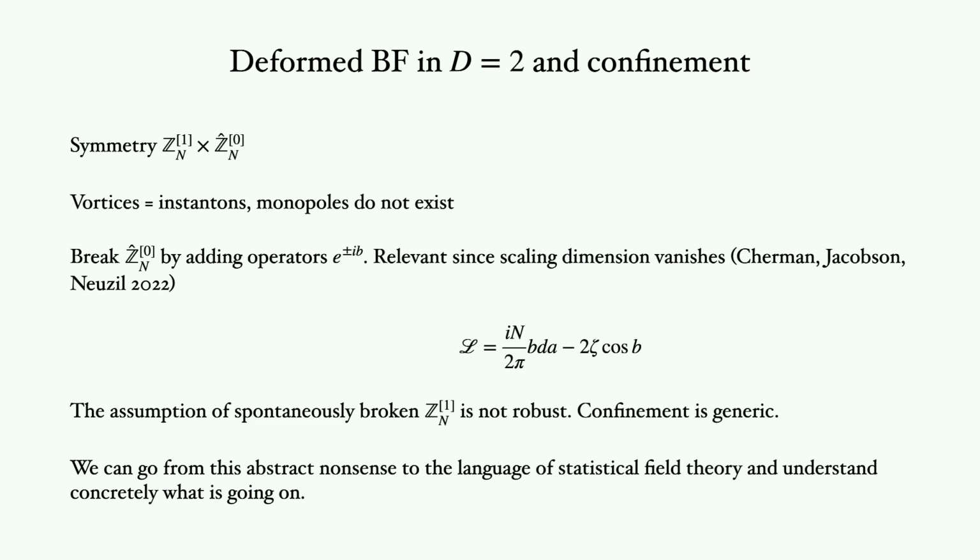Now, this assumption of unbroken ZN one-form symmetry is not robust, because this term immediately induces confinement. I will show it more explicitly now. You can go from this language of abstract Lagrangian to the language of statistical field theory.